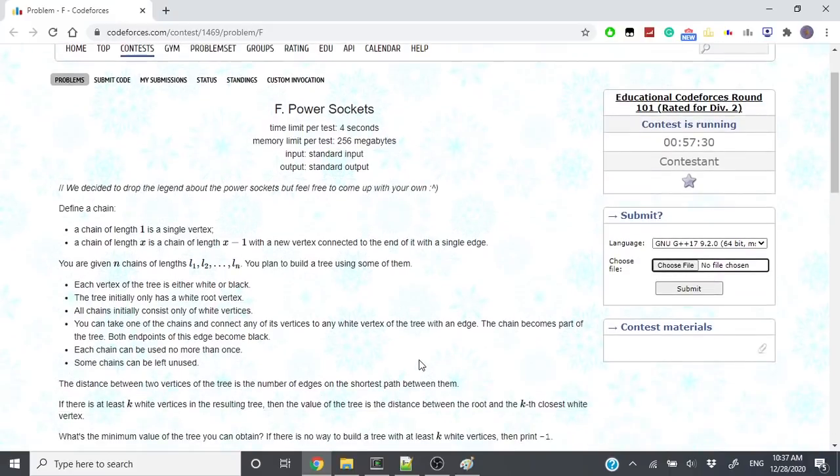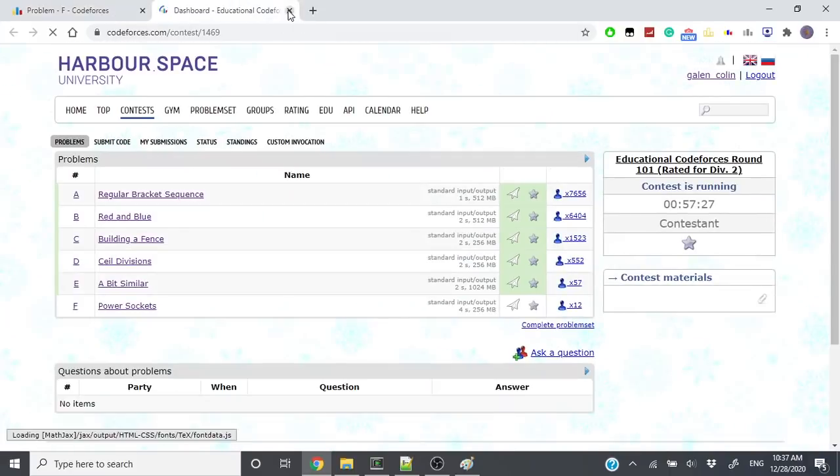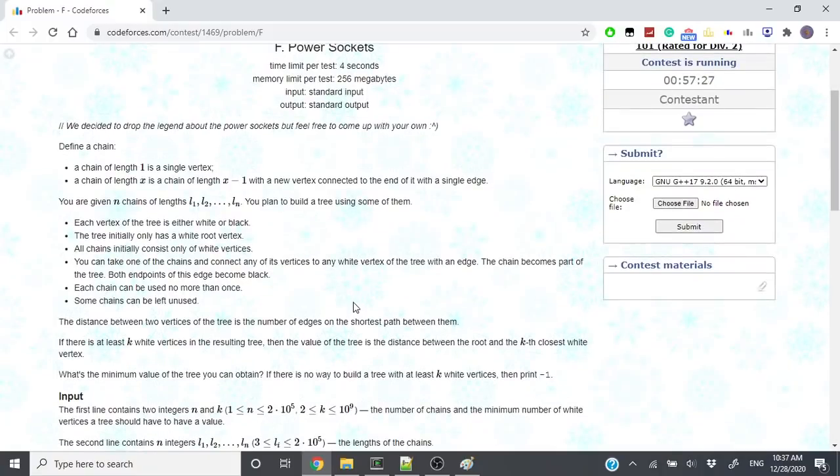Okay. How many people solve this? Is this some sort of data structure bash? Oh, it's a tree thing. Okay. Define a chain. A chain of length 1 is a single vertex. A chain of length x is a chain of length x minus 1 with a new vertex connected to the end of it with a single edge. To the end of it.